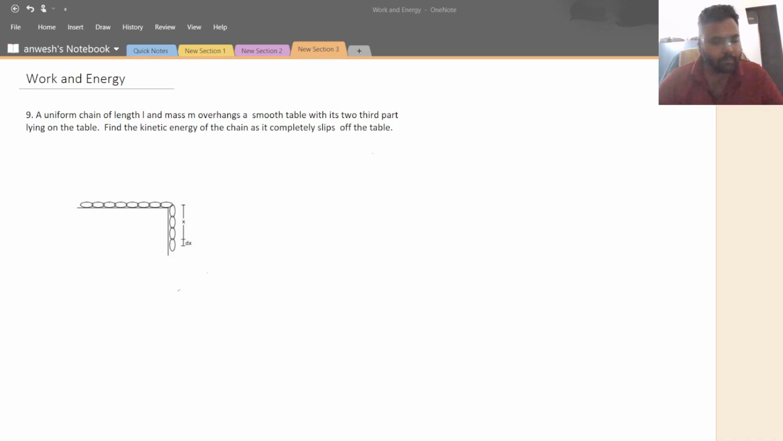Today we will solve a question from the chapter Work Energy. It is a solved example from C. Verma. So let's see.